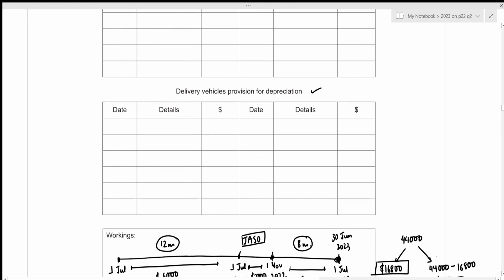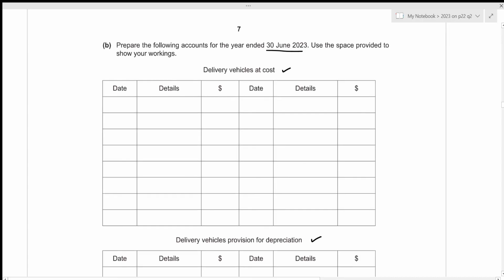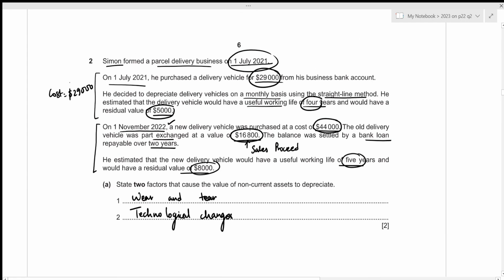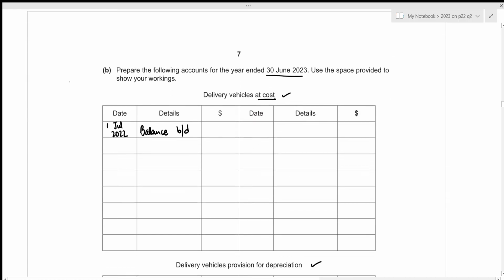Okay, now let's prepare our accounts. Firstly, we will be preparing the delivery vehicles at cost account. We only record the cost for the delivery vehicles in this case. Okay, let's start with the opening balance. Since we're talking about asset, our opening balance will be on the debit side. This will be at the opening date, which is 1st July 2022. And we only had the first vehicle, which had the cost of 29,000. So that will be our opening balance.